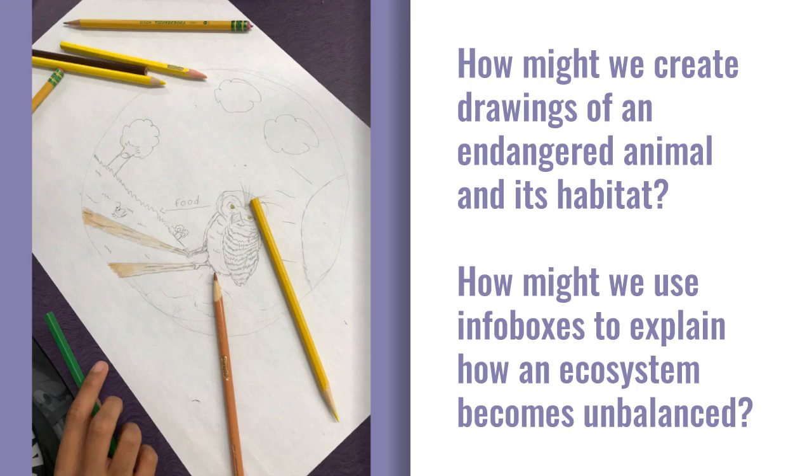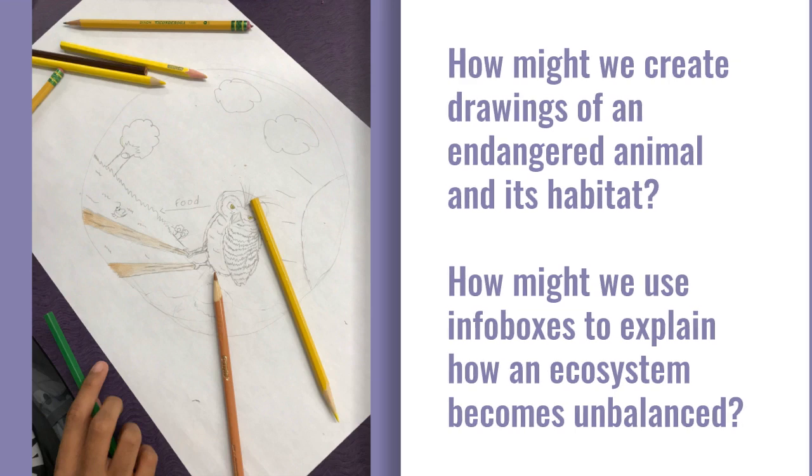As we discussed how the ecosystem might become imbalanced, students began to make connections between the human world and the natural world. They questioned how human actions on a regional or global level might trickle down and affect an animal's habitat locally.